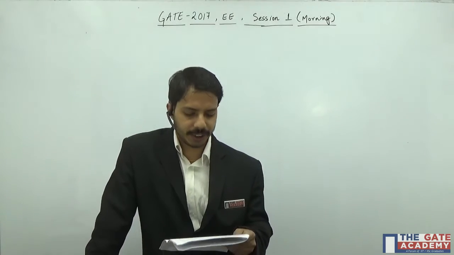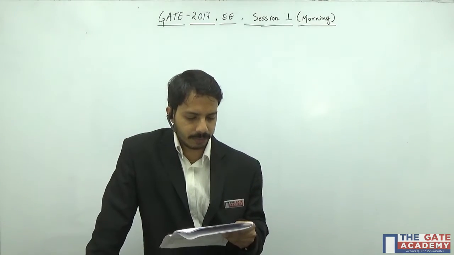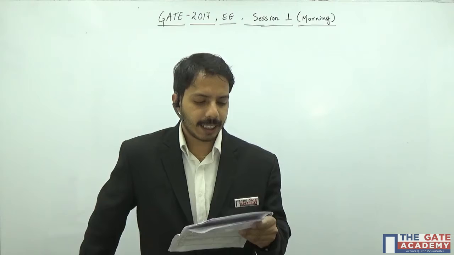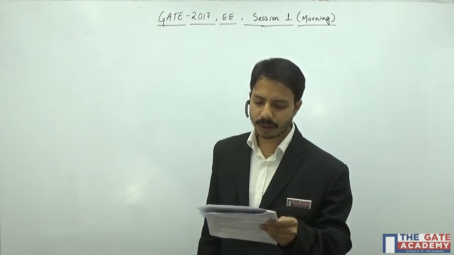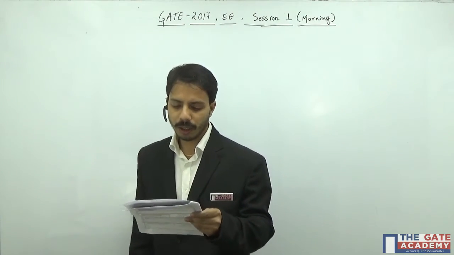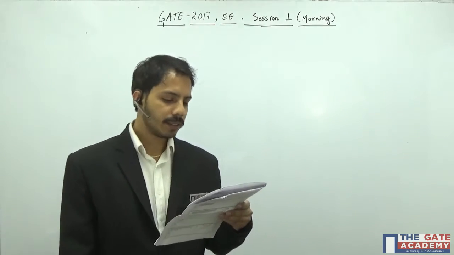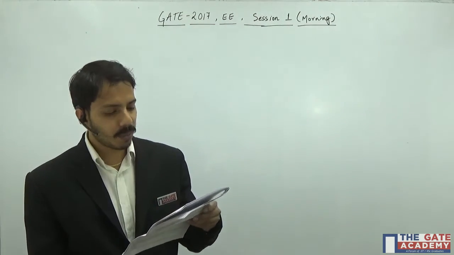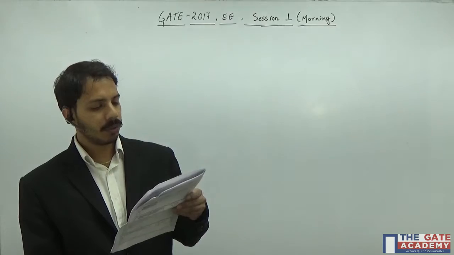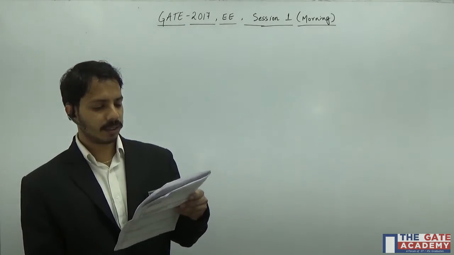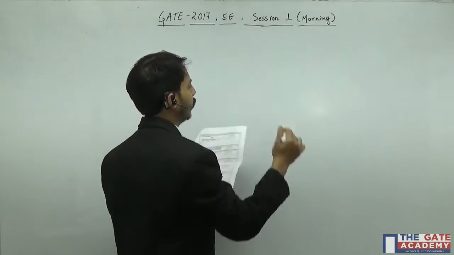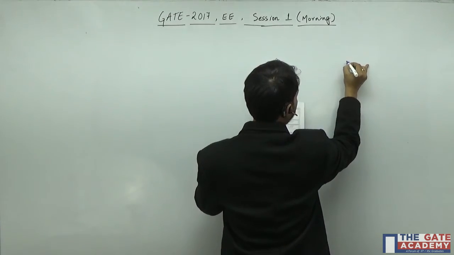Okay, this question is from control systems. It says, consider the unity feedback control system as shown. The value of K that results in a phase margin of the system to be 30 degrees is... That means they have given a system. The system is something like that.